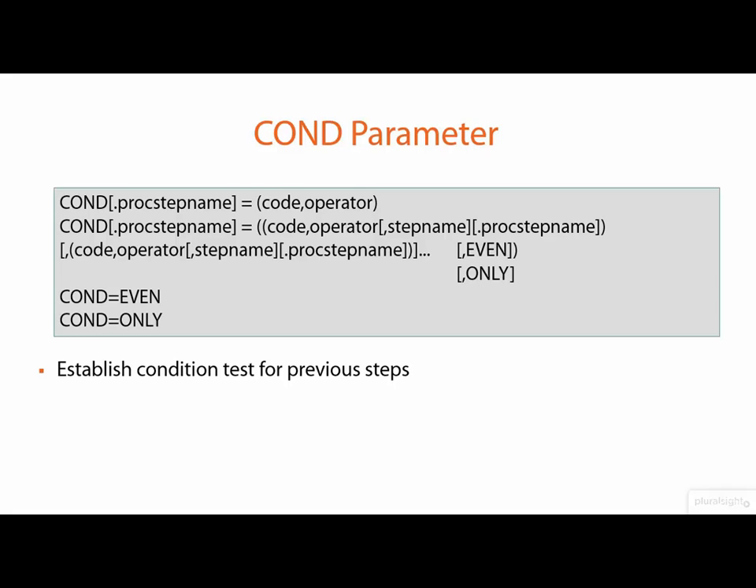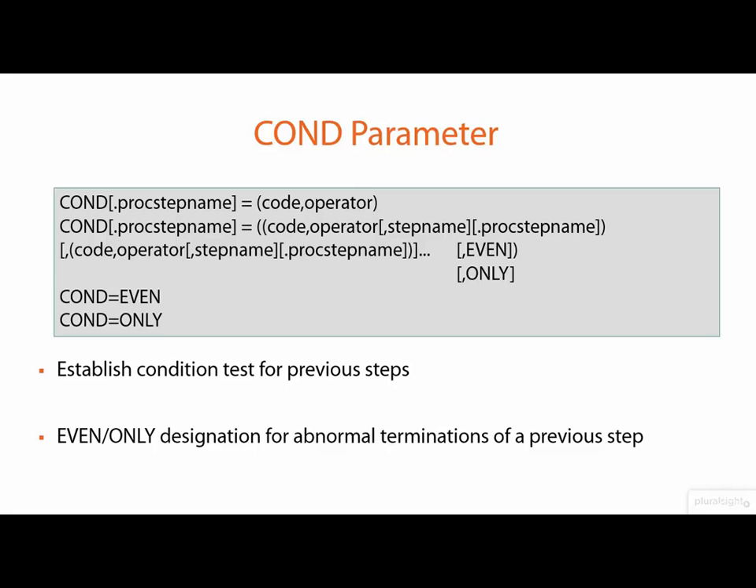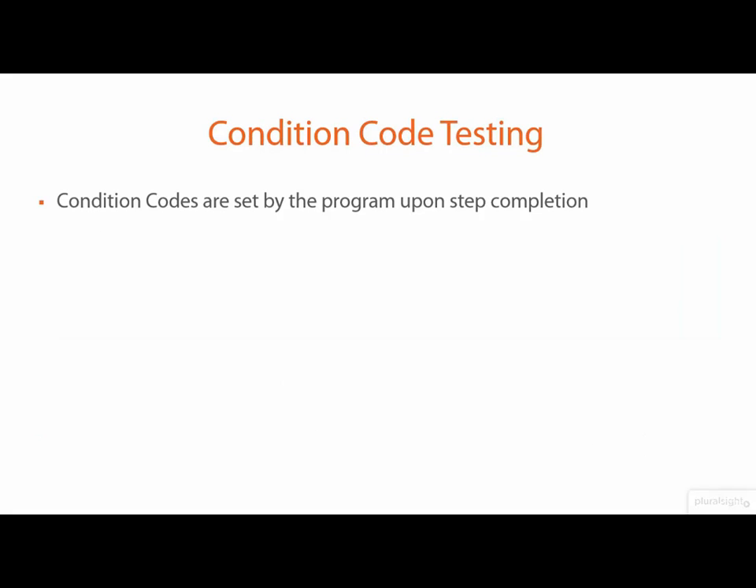So when we are testing for the previous steps, we are testing condition codes. When we specify even or only, we are looking for abnormal terminations, some abend code that caused the step to terminate prematurely. In those cases, what even means is we will run this step even if a previous step had abended, or we will run this step only if a previous step had abended. Otherwise, the condition code test basically says that if the condition is true, then we will bypass the step in question.